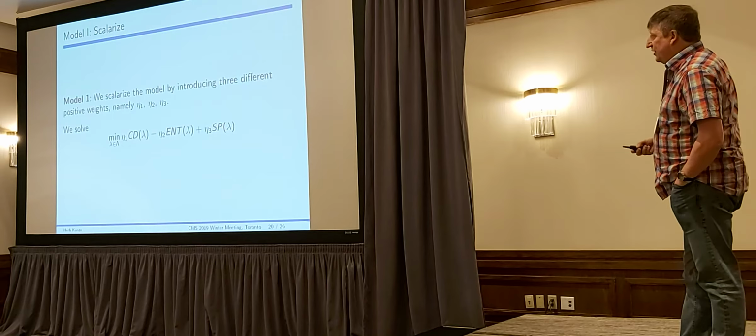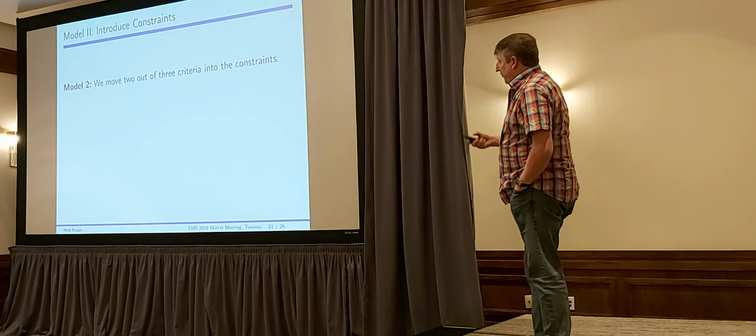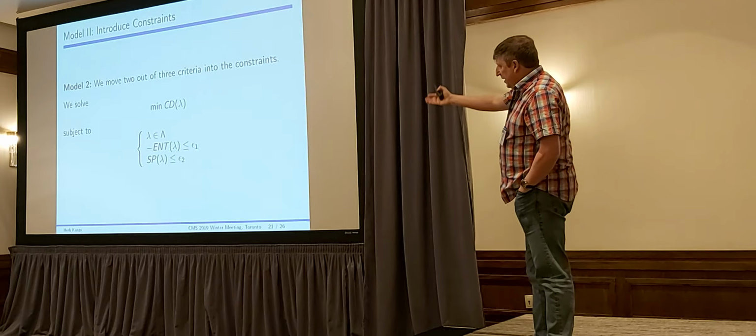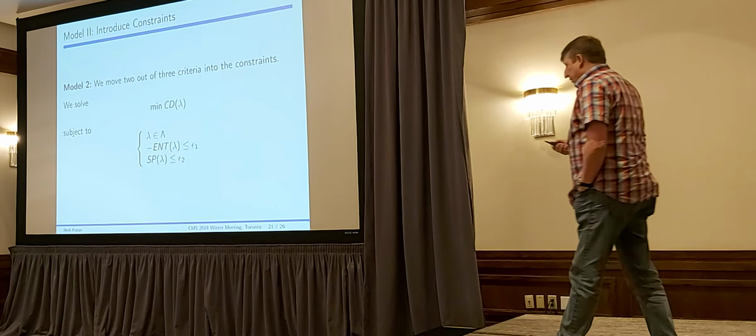Model two is introduce new constraints. So we had three criteria, and we made two of them constraints instead. Pick any one group and minimize it, for example the collage distance, subject to inequalities on the other two, so that you have constraints and then you can use techniques from OR to solve.